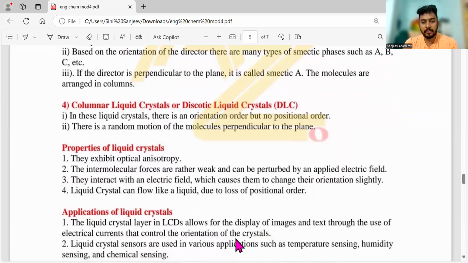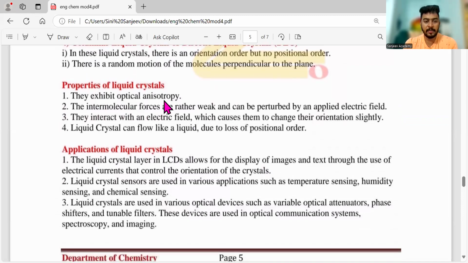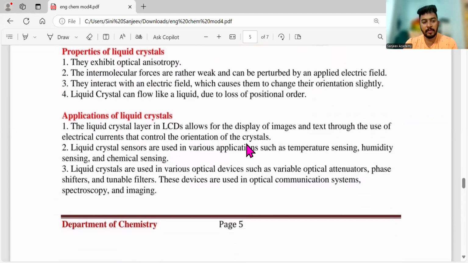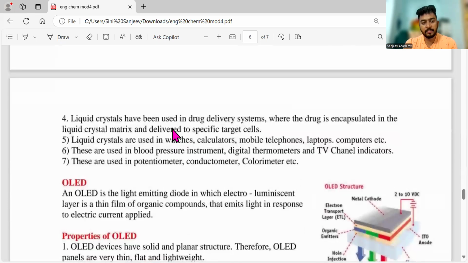DLC. There is an orientation order but no position order. So obviously the random motion of molecules is perpendicular to the plane. Properties. They exhibit what? Optical anisotropy. Then intermolecular forces are weak. Then they interact with electric field. And obviously there will be loss of positional order. Application: LCD screen, we'll be using it. Liquid crystal sensor. Optical communication, optical fiber. There are a lot of other things.